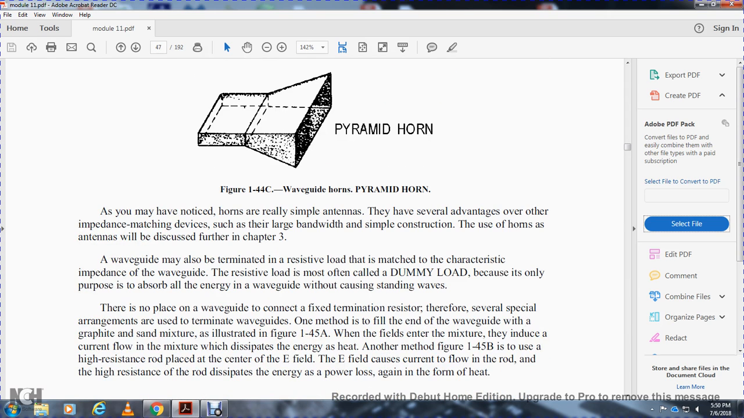As you may know, the horns are really simply antennas. They take advantage of being impedance matching devices. They serve a large bandwidth with simple construction, and the use of horns as antennas will be discussed further in chapter 3. A waveguide may also be terminated with a resistive load that matches the characteristic impedance of the waveguide.